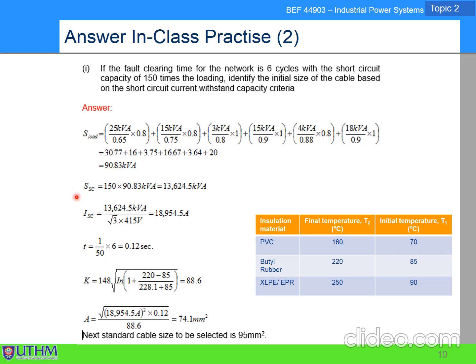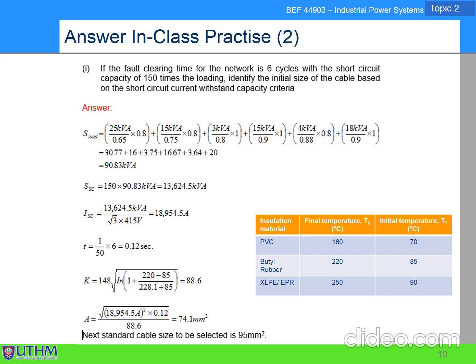Then we have to find what is the S short circuit. S short circuit, given in the question, is 150 times the loading. So we have to multiply the S load by 150 to get the S short circuit. Okay, so this is the value of S short circuit. Then we have to calculate the I short circuit. I is equal to S short circuit divided by square root 3 divided by 415 volt. So we get the value of I short circuit.